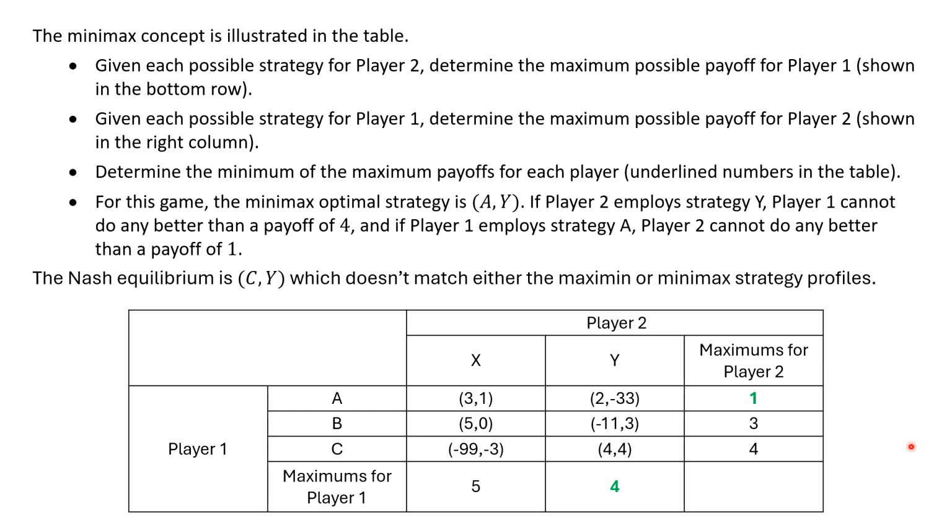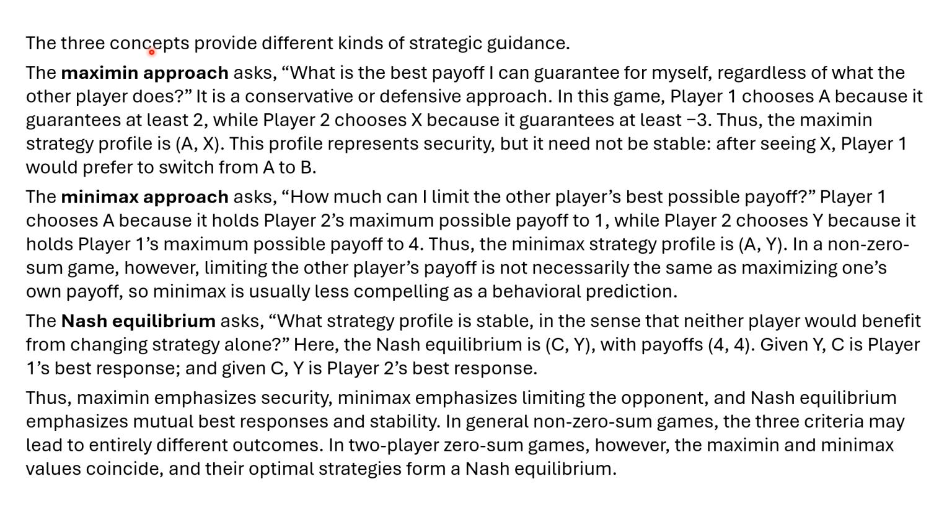Okay, so we have three different possibilities here in terms of solutions. We have the maximin, the minimax, and we have the Nash equilibrium. The three solutions from the previous slide indicate different strategic directions or desires. The maximin approach asks, what is the best payoff I, as a player, can guarantee for myself, regardless of what the other player or players do? It is a conservative or defensive approach.